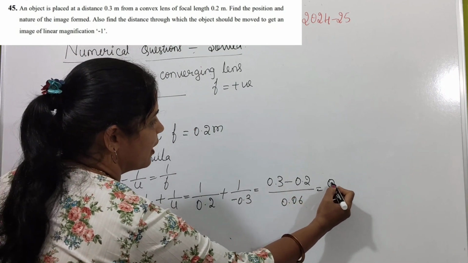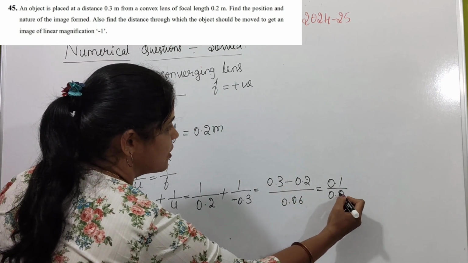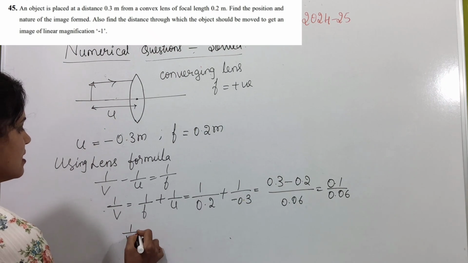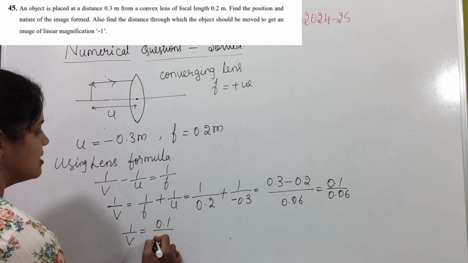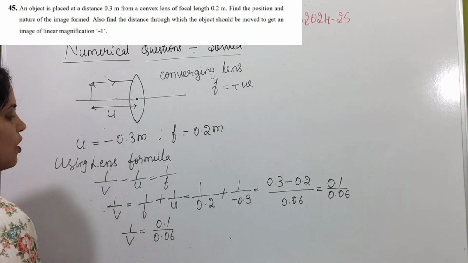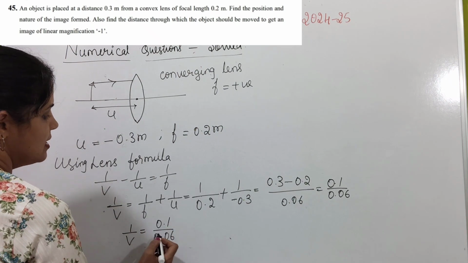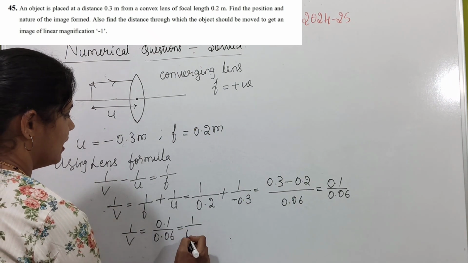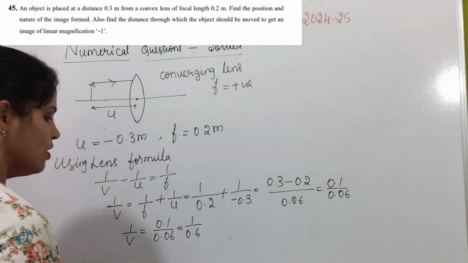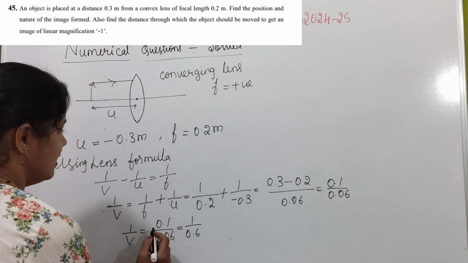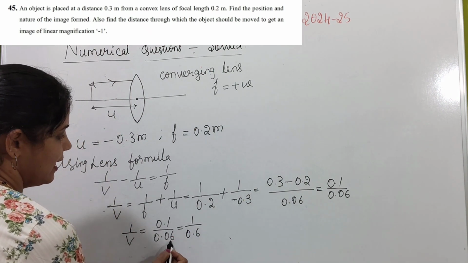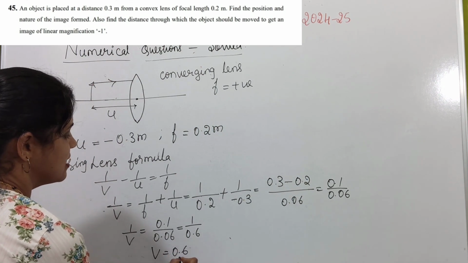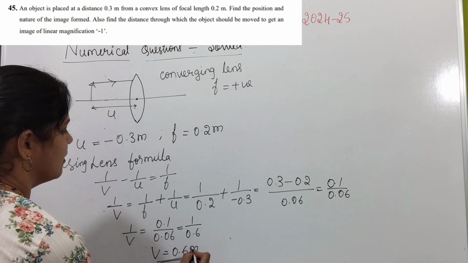So that is 0.1 divided by 0.06. So 1 by v is equal to 0.1 by 0.06, or you can cancel the 1 point, okay. So after cancelling, that is 1 divided by 0.6. Is this clear for you? The decimal point cancels, so v can be written as 0.6 meter.